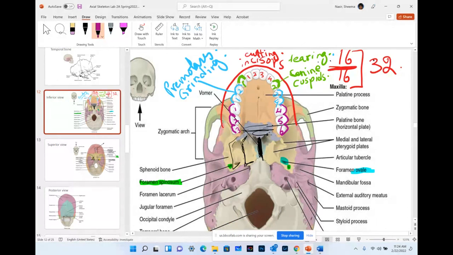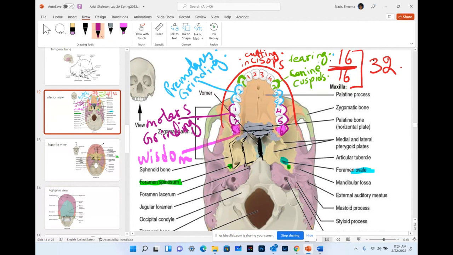Now, I am going to color the last one, because guess what? The last one is your wisdom tooth. So this is your wisdom tooth, the one that you get removed. And the other ones are basically your molars, and these are also grinding.